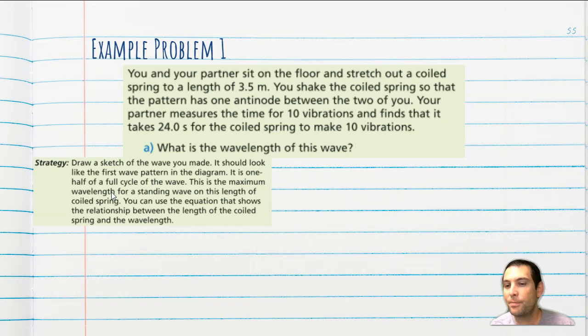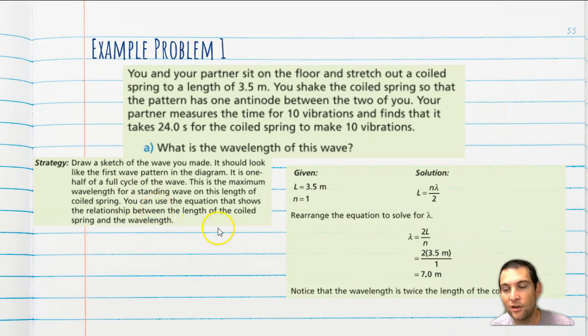It should look like the first wave pattern in the diagram. It is 1/2 of a full cycle of the wave. This is the maximum wavelength for a standing wave on the length of a coiled spring. You can use the equation that shows the relationship between the length of the coiled spring and the wavelength, which is L equals N times lambda over 2.